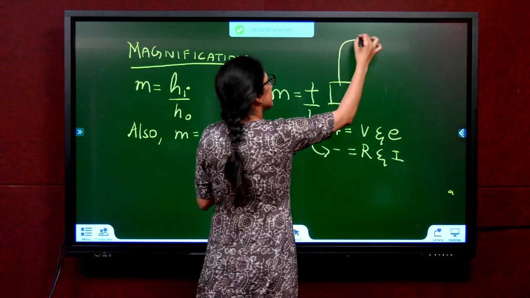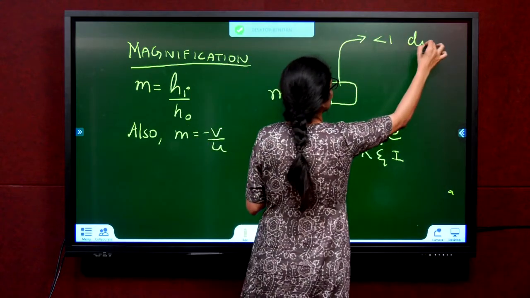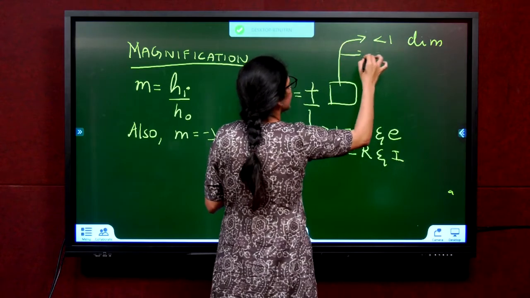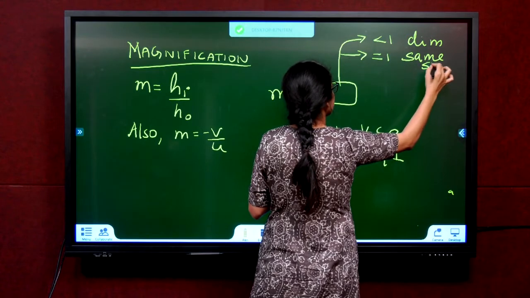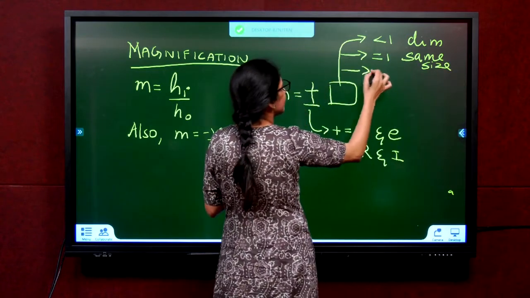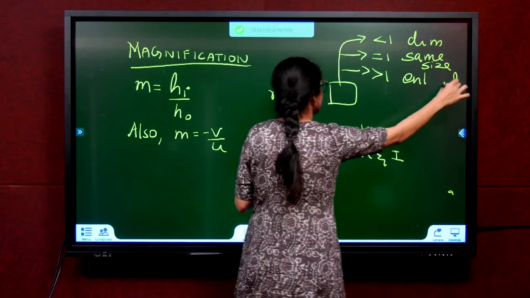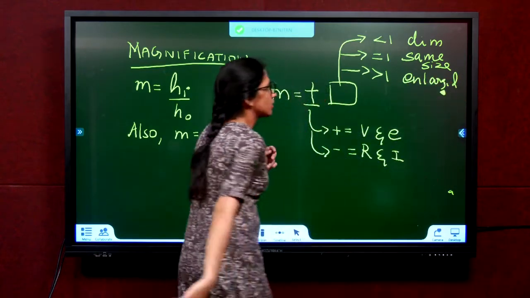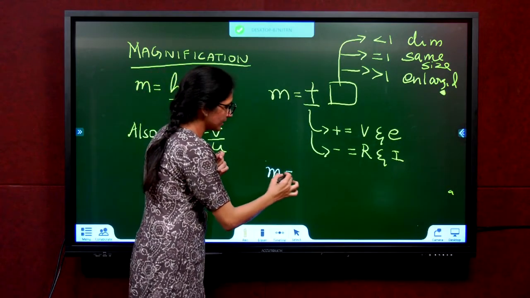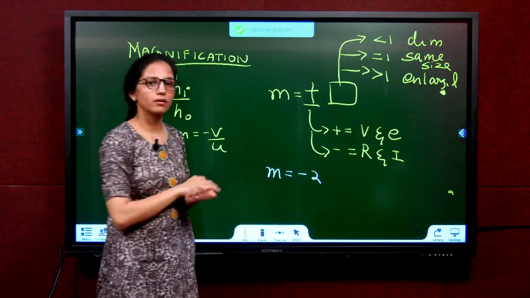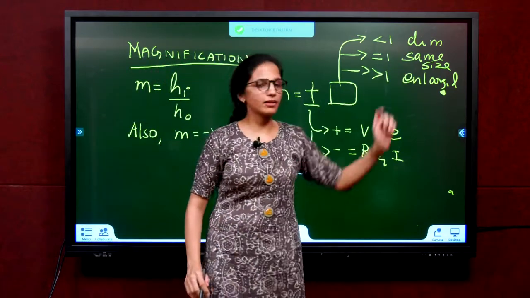If the number is less than 1, then it is a diminished image. If the number is equal to 1, then the image is same size. If the number is greater than 1, then the image is enlarged. So now let me take an example. M is equal to minus 2. Minus 2 is less than 1, correct? So you will tell me answer is diminished.